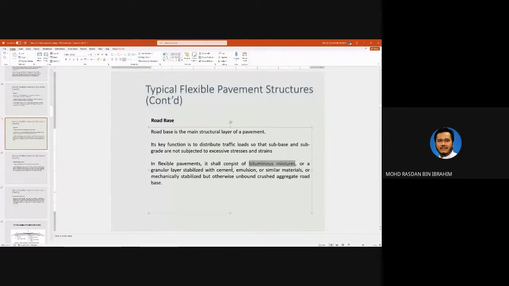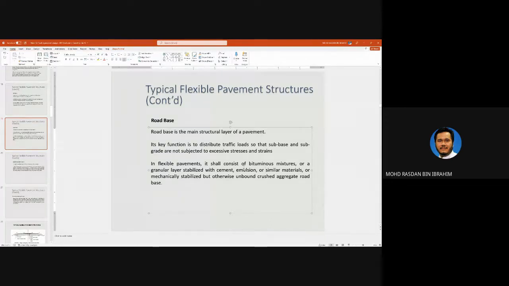Okay. Where the amount of bitumen that you mix for this layer is much lower compared to the wearing course, but it is being bound. So, or you can stabilize the layer with cement using emulsions, okay, and mechanically stabilize, meaning that it is compacted. Or you can use unbound crushed aggregate if the quality of the subgrade is good.